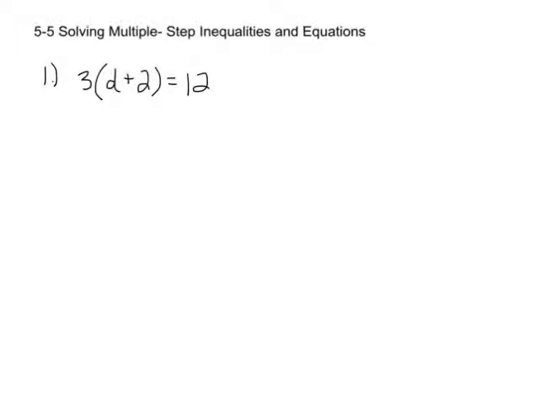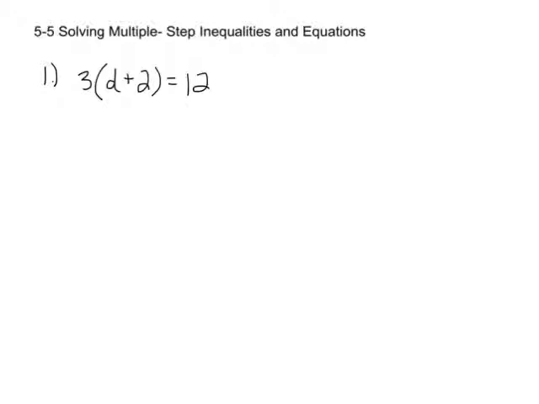For this lesson, we're going to look at solving multiple step inequalities and equations. So we've worked with one-step equations and inequalities, we've worked with two steps, and so now we're going to start working with multiple steps. So when I have a multiple step equation, I see that I have 3 times (d plus 2) equals 12.